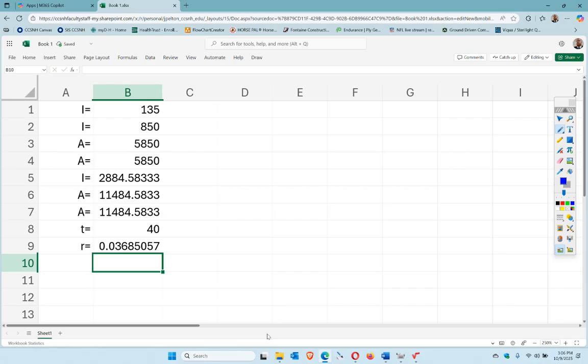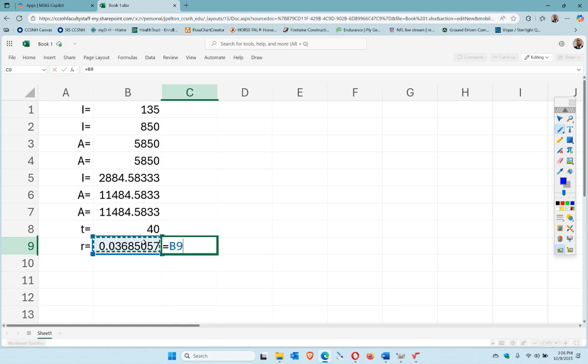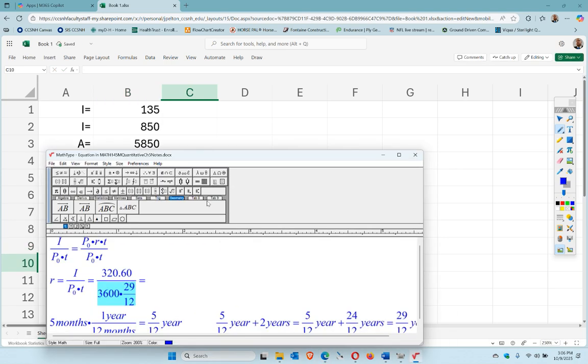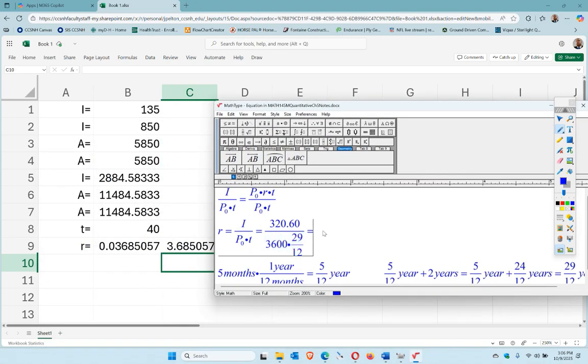So I get that there, but this is not a percent. So what I want to do is multiply this times 100. That answer is going to give me 0.03685 dot dot dot. So we're going to say 3.685 dot dot dot percent.